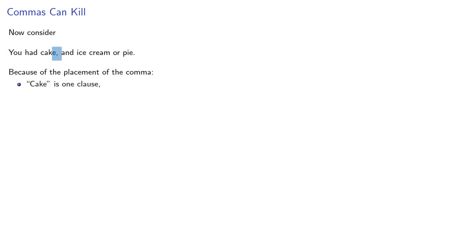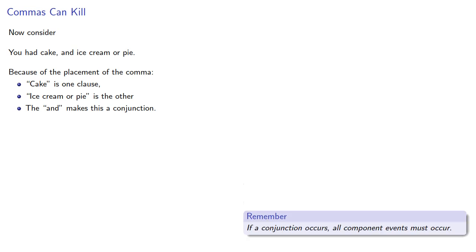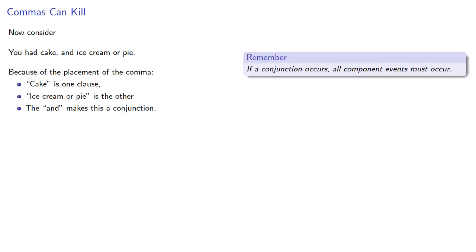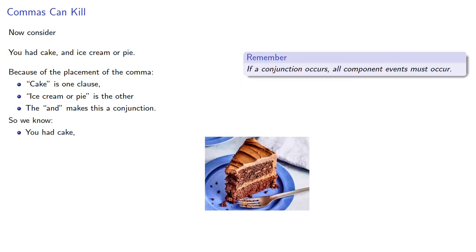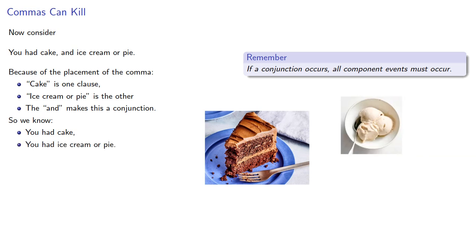Meanwhile, let's consider a slightly different sentence. "You had cake, and ice cream or pie." Because of the placement of the comma, cake is one clause, ice cream or pie is the other, and the "and" makes this a conjunction. So if a conjunction occurs, all component events must occur. So we know that you had cake and also you had ice cream or pie.